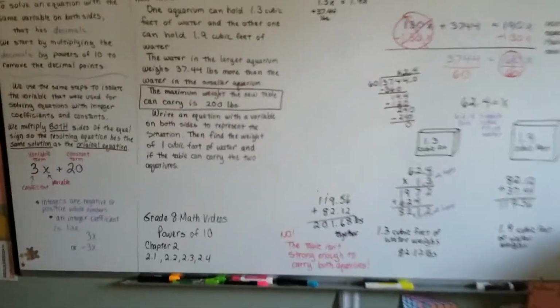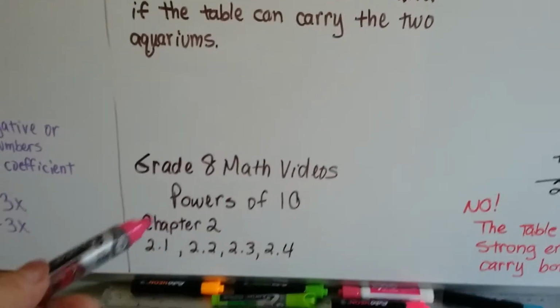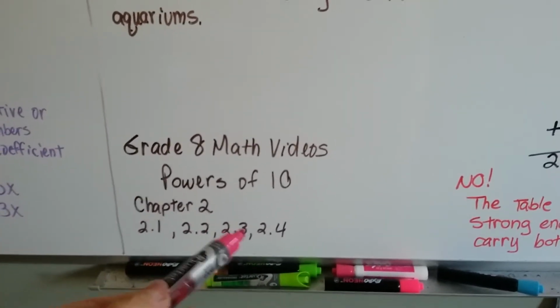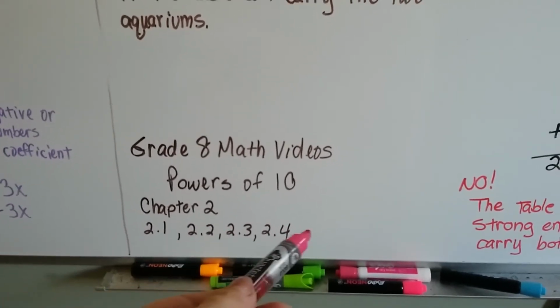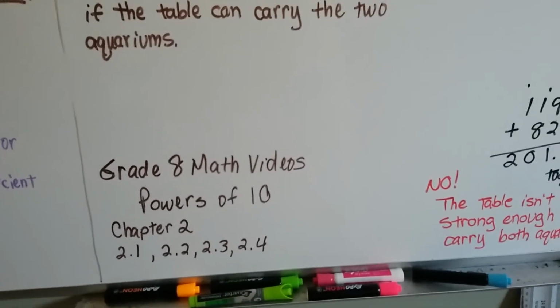Don't forget, if you're confused about powers of 10, we're in Chapter 7 now. You need to go back to Chapter 2 in this playlist for grade 8 math to 2.1, 2.2, 2.3, 2.4. This is the very beginning, and it tells you all about how to work with powers of 10, positive ones, negative ones, everything is in Chapter 2. Okay?